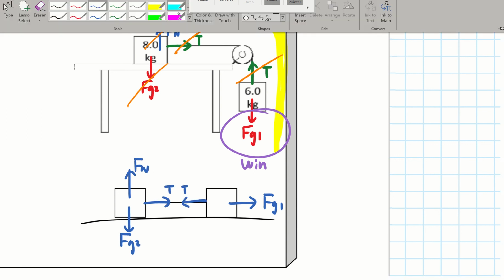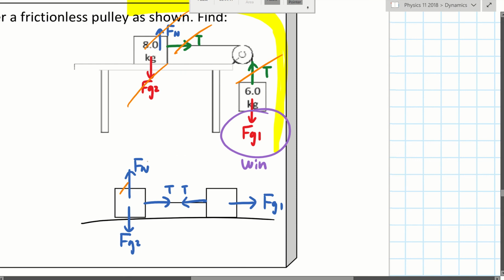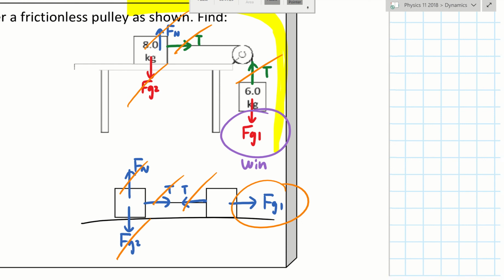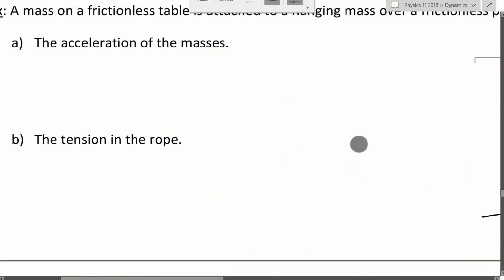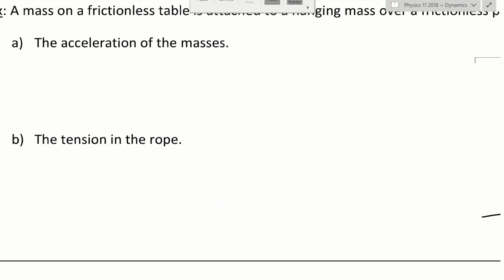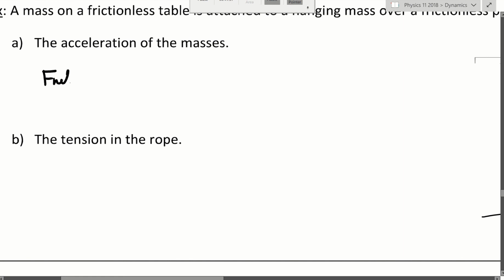Okay, so I'm going to draw it out and cancel. See, FN and FG2 gone, tension and tension gone. Look, the only force left is here, FG1. You can't have FG1 fighting anything else because there is nothing else that we are allowed to write down. So with 8 kilogram and 6 kilogram, FG1 is the only one remaining. So the net force on the system is FG1. That's it.